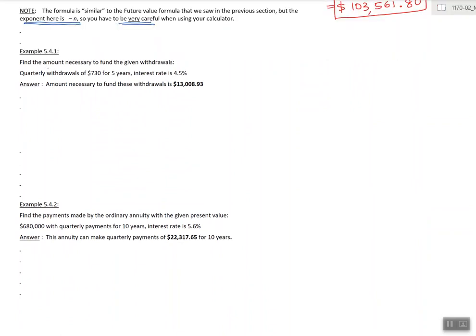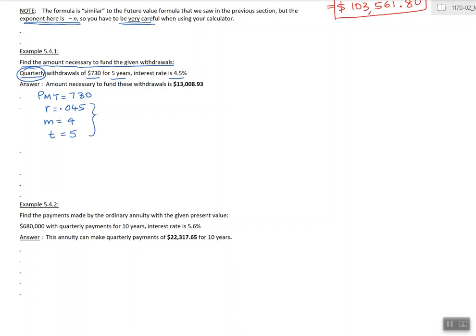So the question is, find the amount necessary to fund the given withdrawals. We want to make quarterly withdrawals of $730 for 5 years, and the interest rate is 4.5%. So clearly PMT is 730, R is 0.045, M is 4 because it's quarterly, and we are withdrawing for 5 years.